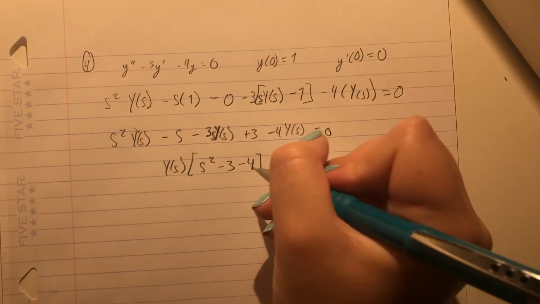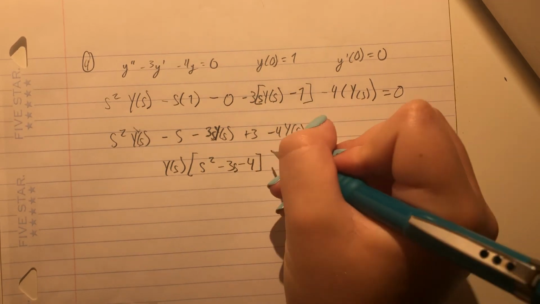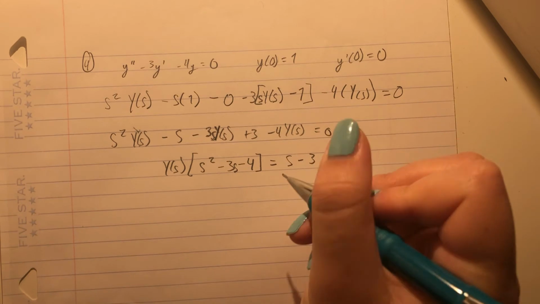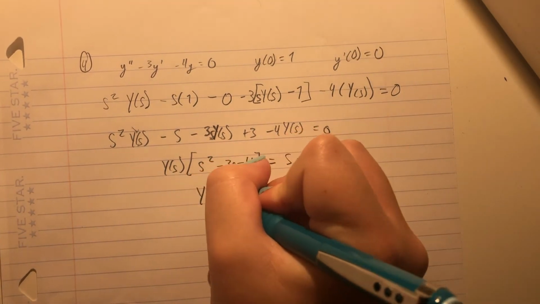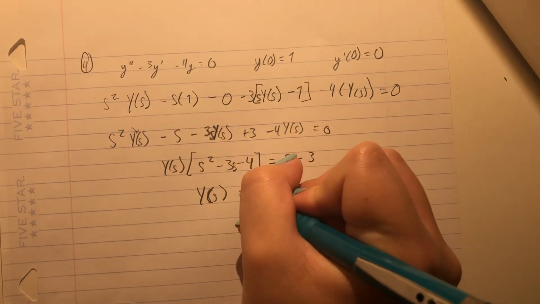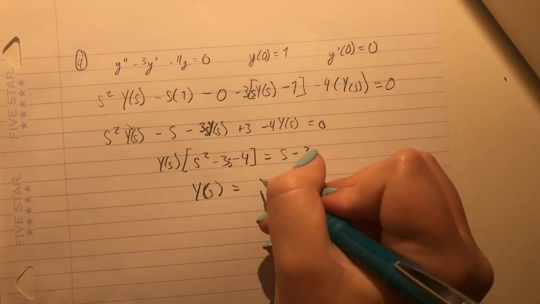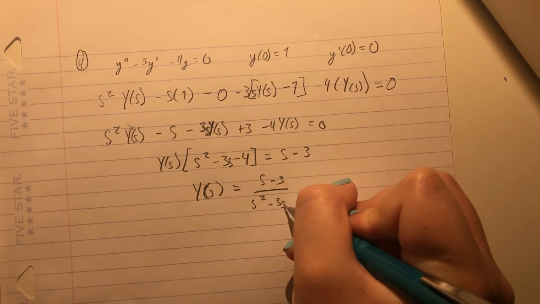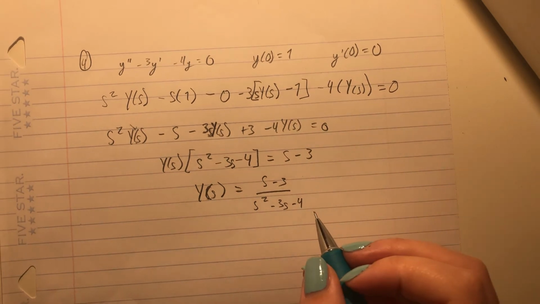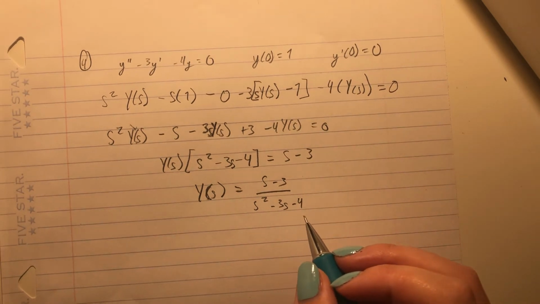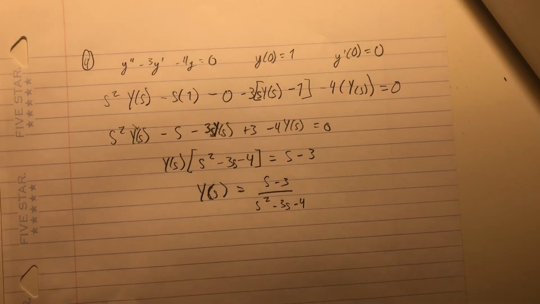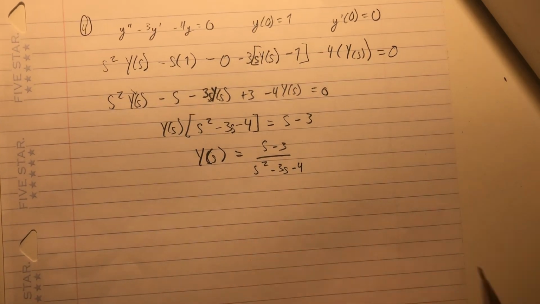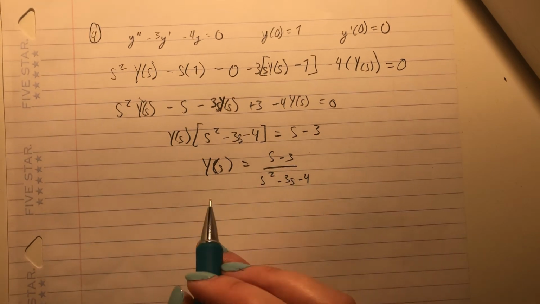That's right there. 3s minus 4 equals s minus 3. Now we're going to divide, so we get y of s equals s minus 3 over s squared minus 3s minus 4. And then we can factor this, and then we're going to do partial fraction decomposition, or partial fractions, to find the values.